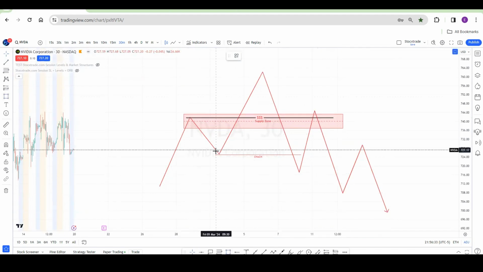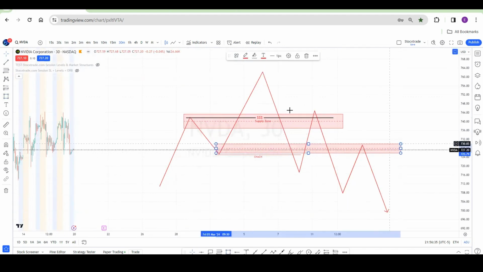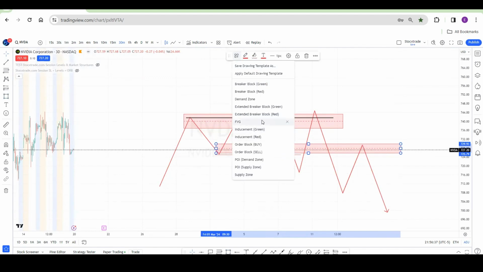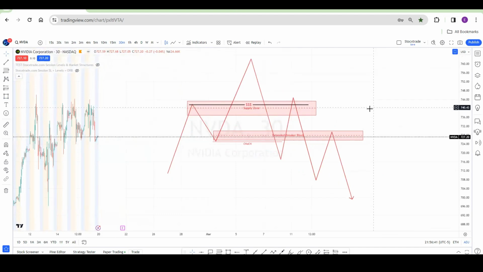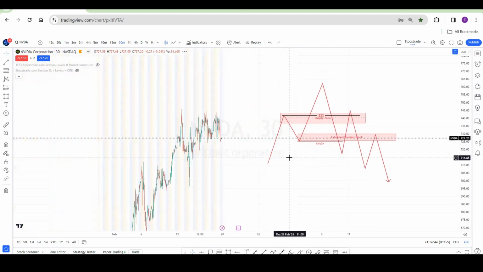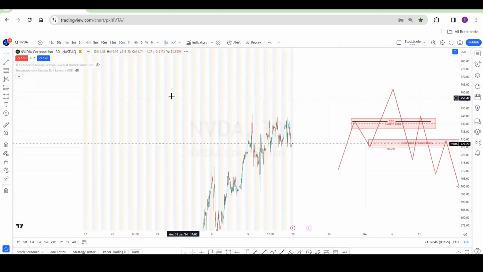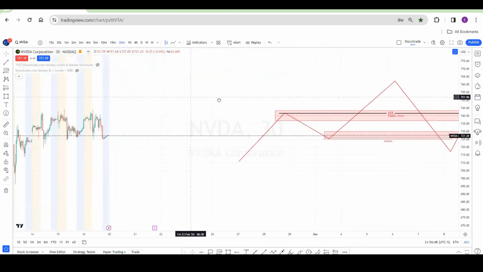And then this zone will have the extended breaker block, and the price will come down. So you can also see that Quasimodo, QML, is a good strategy. Just go and search on YouTube. You will find many videos.